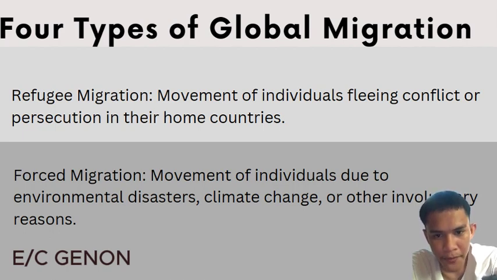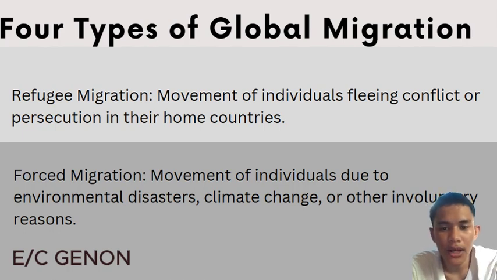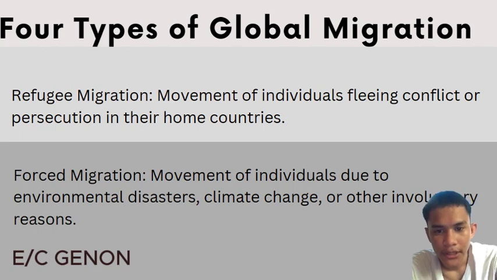So forced migration is the movement of individuals due to environmental disasters, climate change, or other involuntary reasons. Forced migration encompasses the movement of individuals who are compelled to leave their homes due to various involuntary factors such as environmental disasters, climate change, political conflicts, persecution, or economic hardships. Unlike voluntary migration, where individuals choose to move for better opportunities, forced migration occurs under duress, leaving people with little or no choice but to flee.